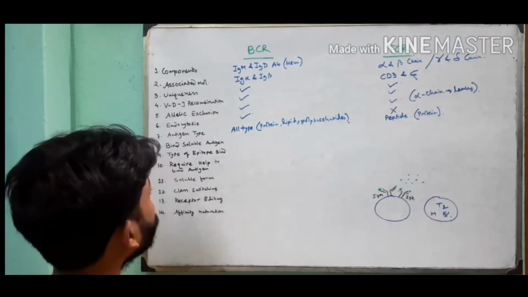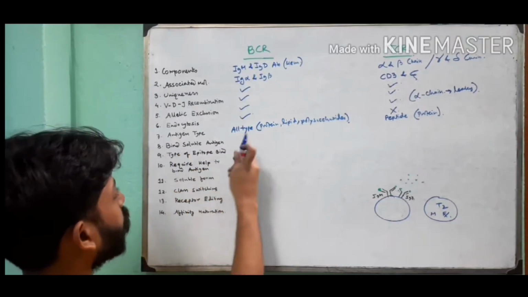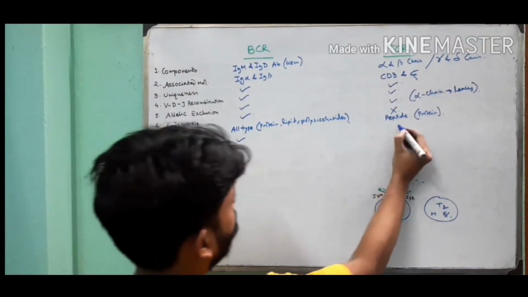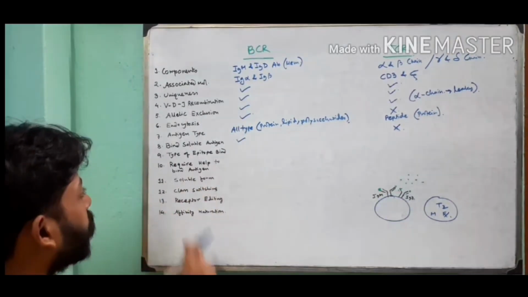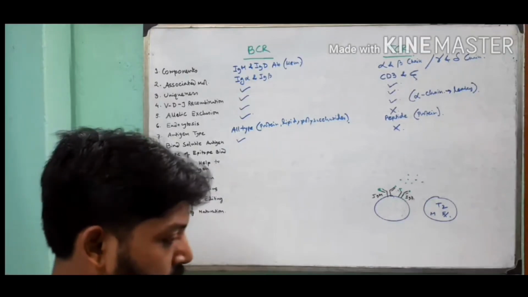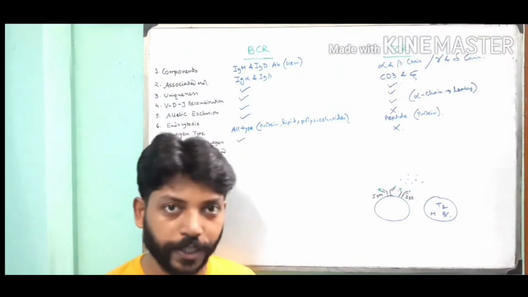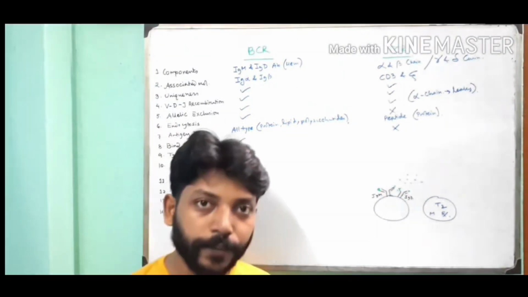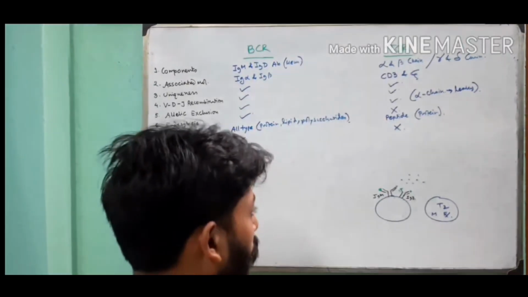So for the B cell receptor, binding soluble antigen is true, but not for the T cell receptor. Now, type of epitope bound. Epitope can be of two types: one is conformational and the other is linear. Conformational means... at first I want to mention what an epitope is.